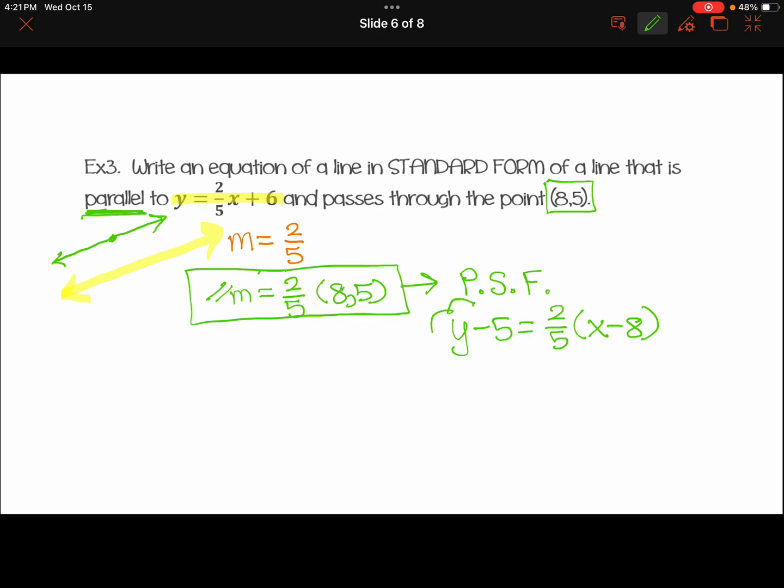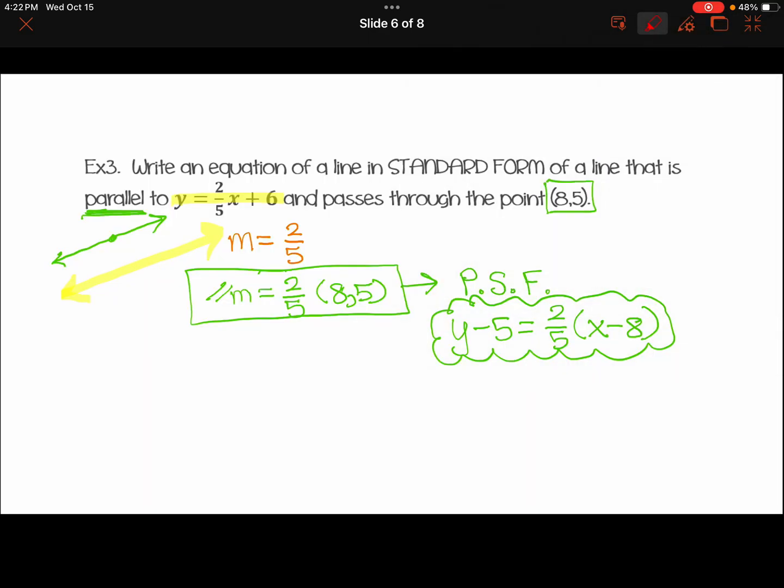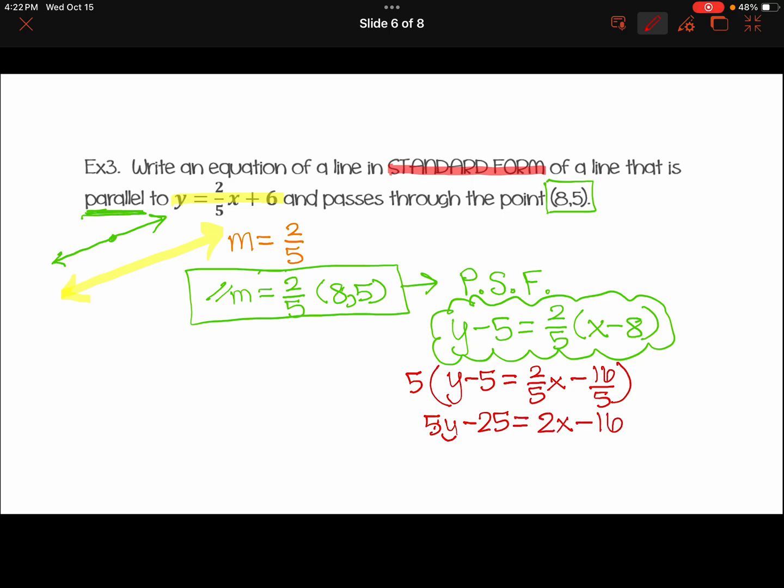But instead of stopping right here, although this is an equation that describes the green line, they have asked me for one in standard form. So now I need to manipulate. So we're going to get to practice that equation manipulation we've been working on. So first I'm going to distribute. So I get 2/5 x minus 16/5. I know for standard form I'm not allowed to have fractions, so I'm going to multiply everything by 5. So 5y minus 25 equals 2x minus 16.